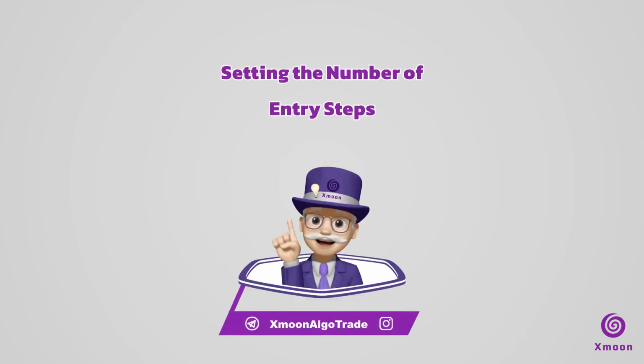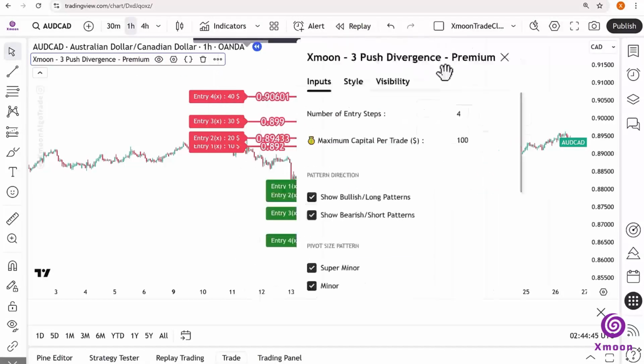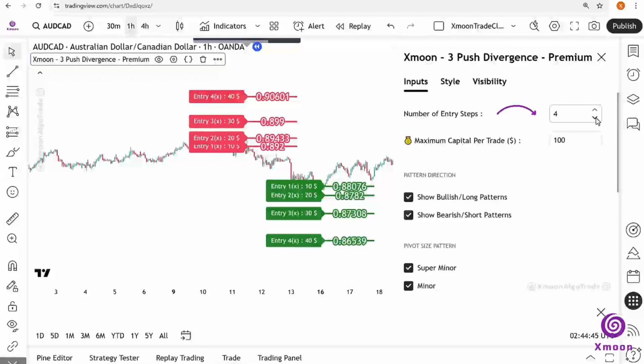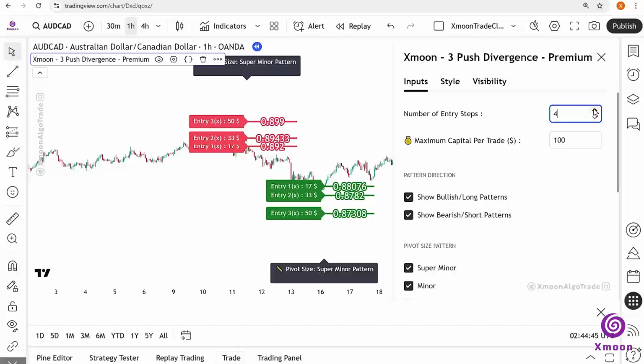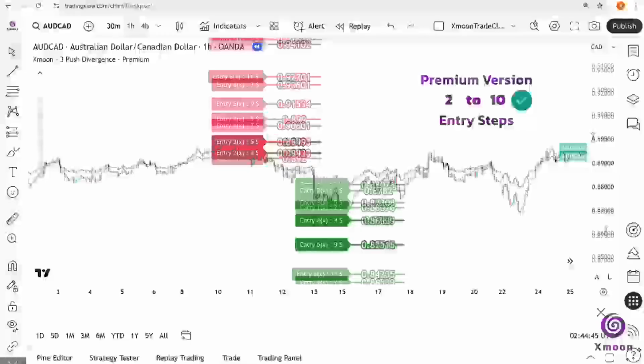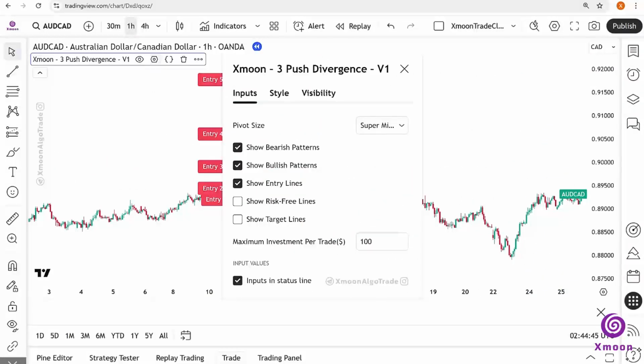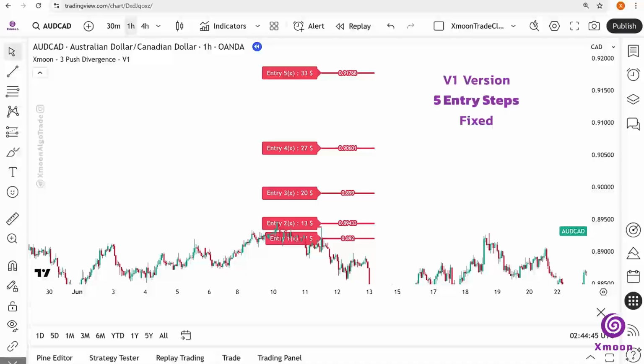Defining the number of steps. Within the Xmoon Premium Indicators configuration panel, specifically in the dedicated section for defining the number of entry steps, we are able to customize the quantity of these steps, anywhere from 2 up to a maximum of 10, to perfectly suit our own individual trading strategy. Please be aware though, that in the standard freely available version of the Xmoon indicator, the total number of steps is permanently fixed at 5.